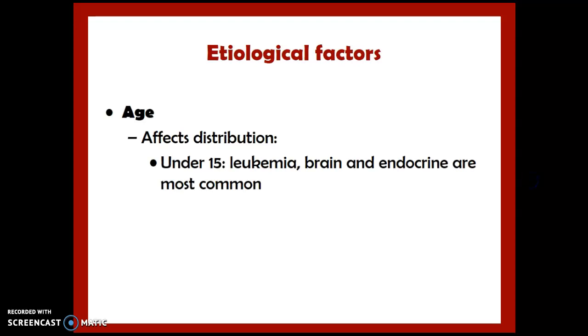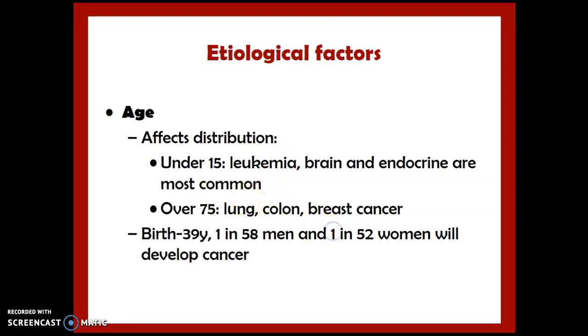Under 15, the most common cancers are the quicker moving cancers, so leukemia, brain cancer, and endocrine cancers. Because when we talk about the endocrine system, hormones are really ramping up as we grow. Over 75, the most common cancers are lung, colon, and breast cancer. And you're also much more likely to get cancer at an older age.